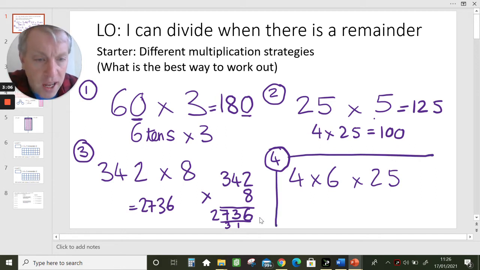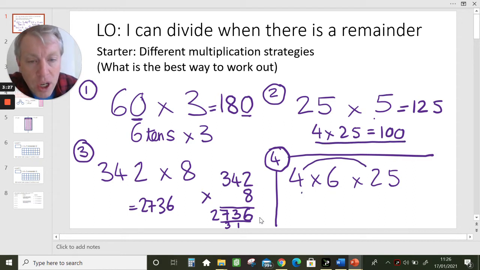What about this one, number 4? 4 times 6 times 25. I know something, 2 things. First of all, I can change the order when I multiply. I'm going to use that. And I'm also going to use what I know about 4 and 25. Do you remember 4 times 25 is 100? So I'm going to do it like this. I'm going to change the order because multiplication is commutative, and that means I can change the order of the factors and still get the same product.